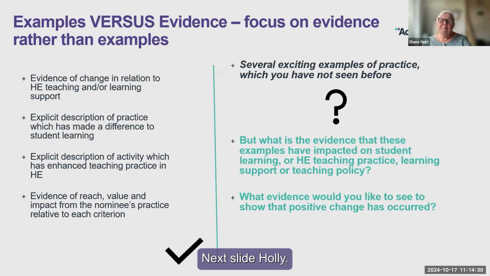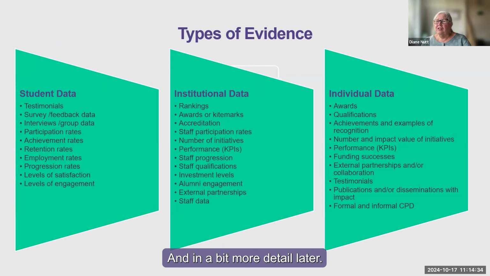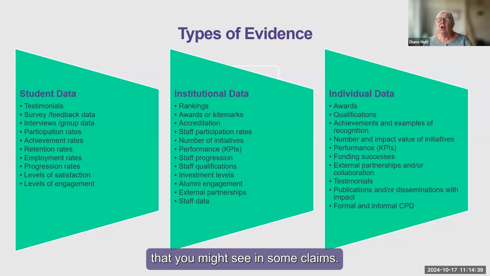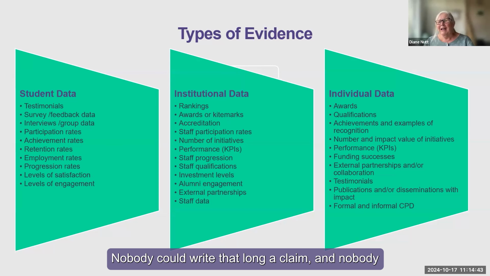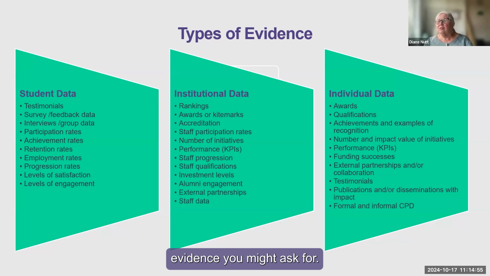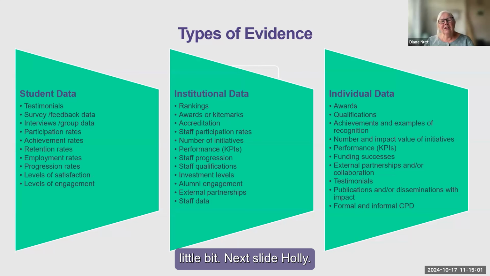Next slide, Holly. And this slide is there for you to look at in a bit more detail later. It highlights the types of evidence that you might see in some claims. You will never see all of this evidence in one claim. It will be impossible. Nobody could write that long a claim, and nobody could have that range of experience and evidence to draw on. But if you're trying to decide what sort of evidence would be useful, looking at this slide can give you some ideas on the sort of evidence you might ask for. So we encourage you to look at this in a bit more detail, to pause the video and take it in a little bit. Next slide, Holly.